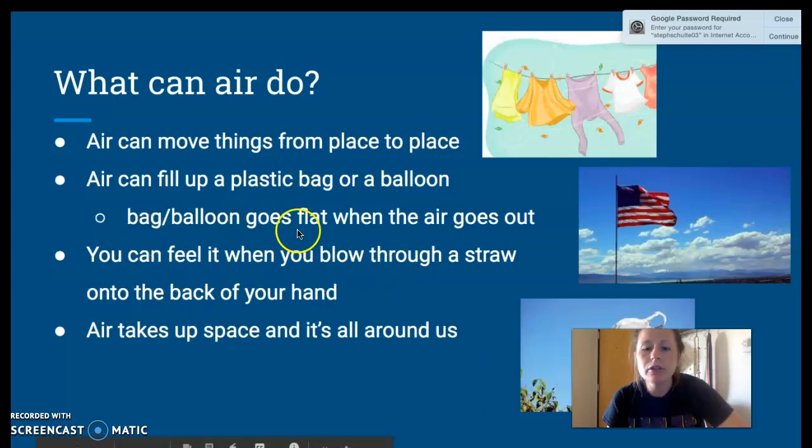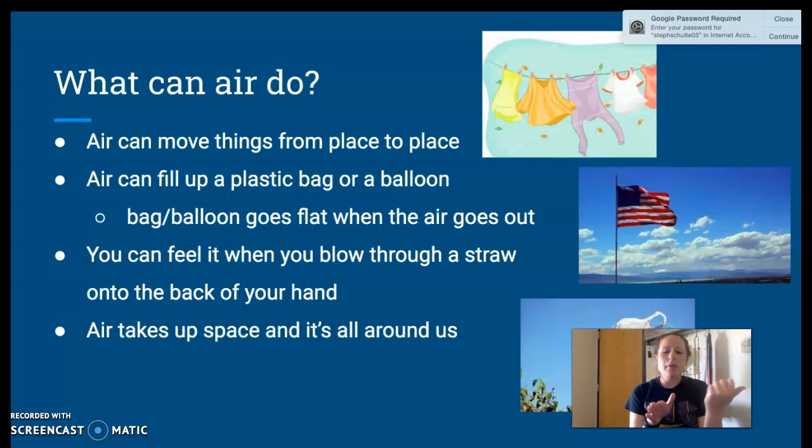So when a bag or balloon goes flat, the air goes out. If I were to push this, the air would go out of the bag and then it'd be flat. You can feel the air blow through the straw onto the back of your hand. So if you take a straw and blow on it, the air will go through the straw and then it will hit your hand. Air takes up space and it's all around us. So there's air everywhere, but it's invisible. That means we cannot see it with our eye.